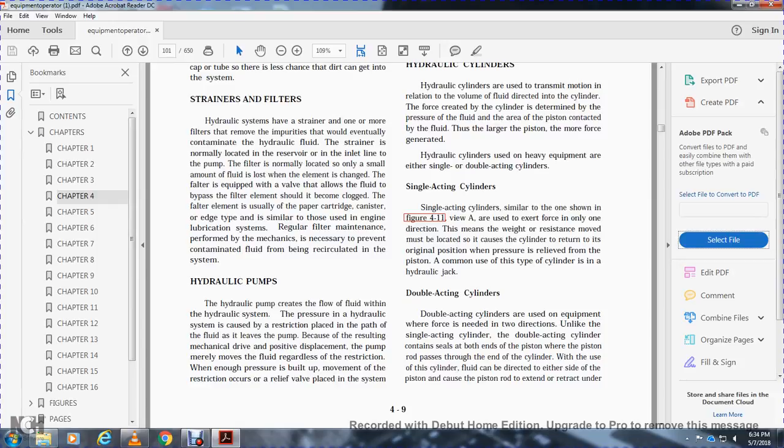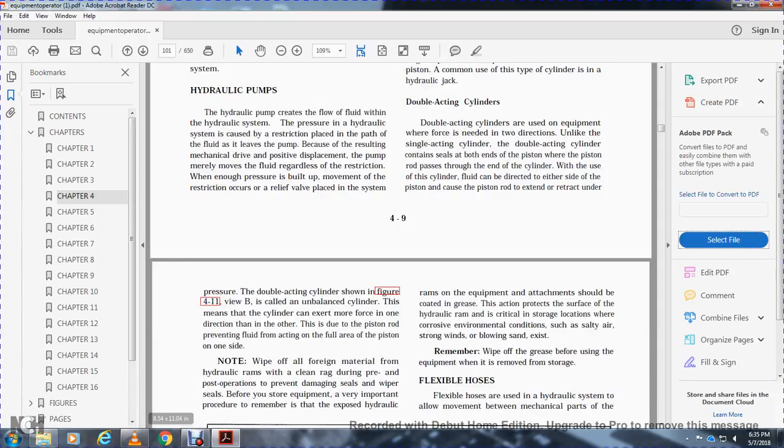Double action cylinders are used for equipment that moves in two directions, unlike the single action cylinder. The double action cylinder contains seals on both ends of the piston, with the piston rod passing through one end of the cylinder. Fluid can be directed to either side of the piston, so they can cause the piston rod to extend or retract under pressure.